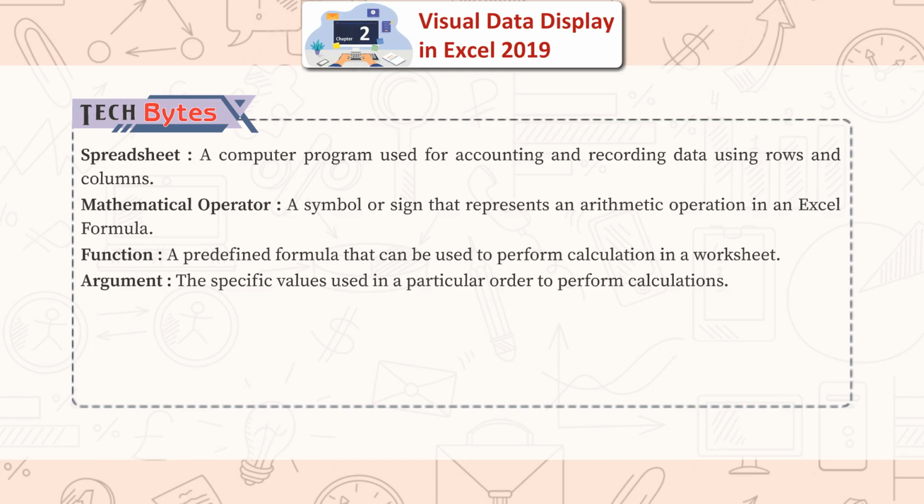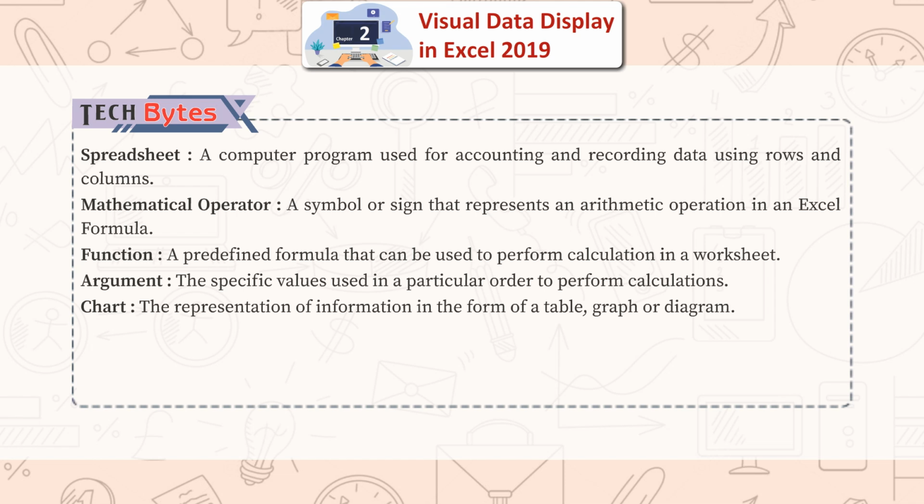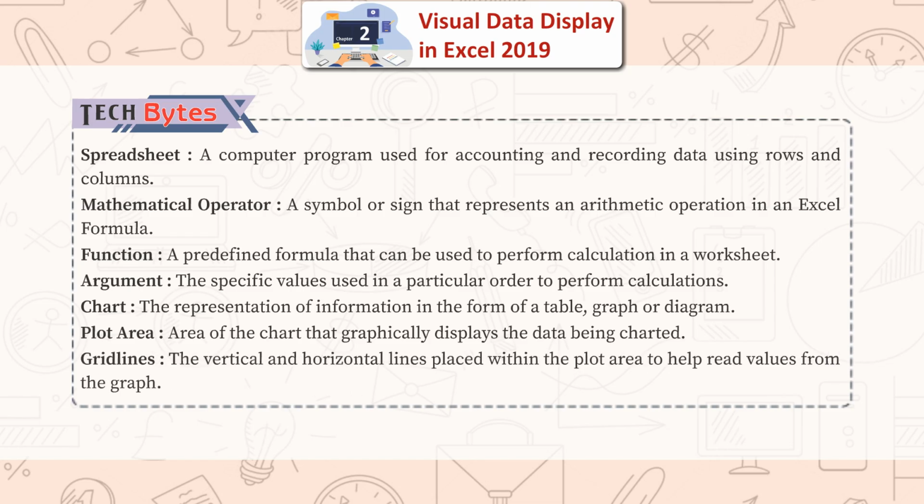Argument. The specific values used in a particular order to perform calculations. Chart. The representation of information in the form of a table, graph, or diagram. Plot area. Area of chart that graphically displays the data being charted. Grid lines. The vertical and horizontal lines placed within the plot area to help read values from the graph.